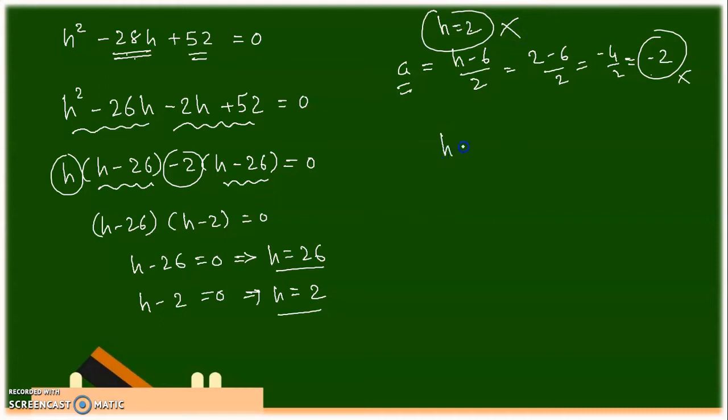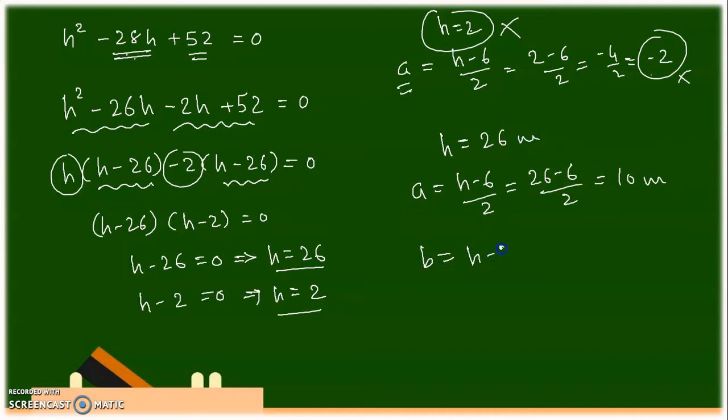So let's take h equal to 26. If you put h equal to 26, then you will get the value of a equal to h minus 6 divided by 2. H is 26 minus 6 divided by 2. So that will be 20 by 2. You will get 10 meter. So the value of a is 10 meter, the hypotenuse is 26, and b.